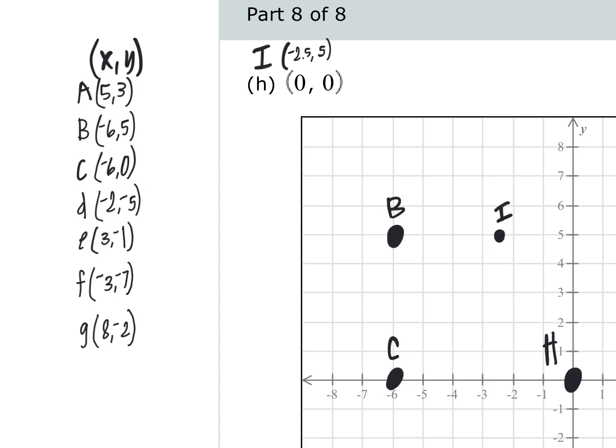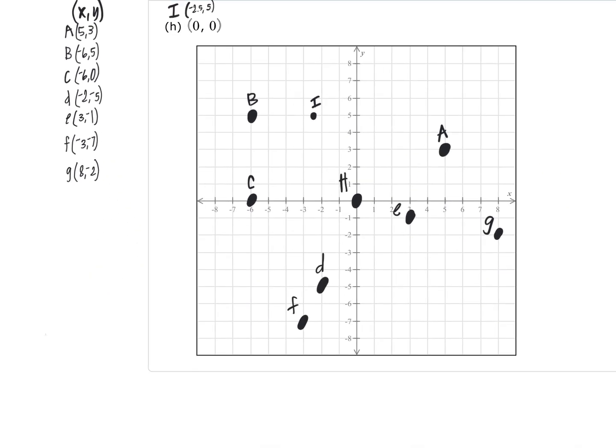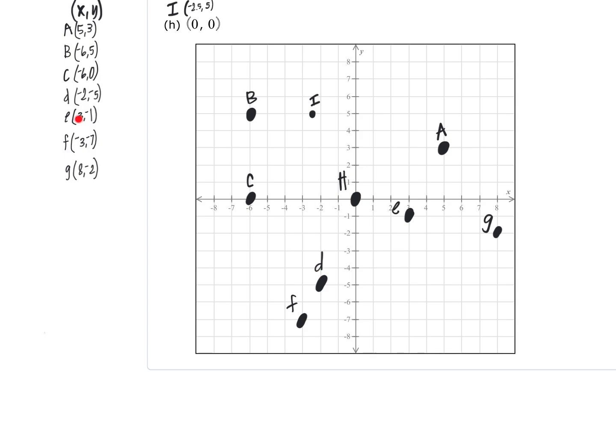For C, we just went out left 6 units, and the 0 meant that we didn't move up and down for our y value. For -2, -5, that meant I needed to move to the left 2 units, and -5 meant that I needed to go down 5 units. 3, -1, out to the right 3 units, down 1. -3, -7, to the left 3, down 7. And 8, 2 was to the right 8. I said 8, 2, but it's 8, -2, to the right 8, and down 2 units.